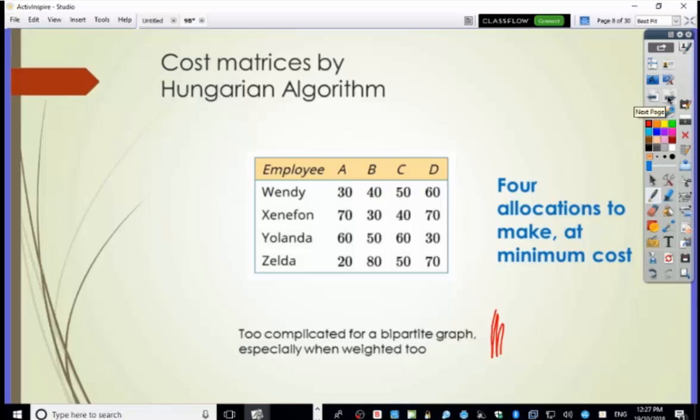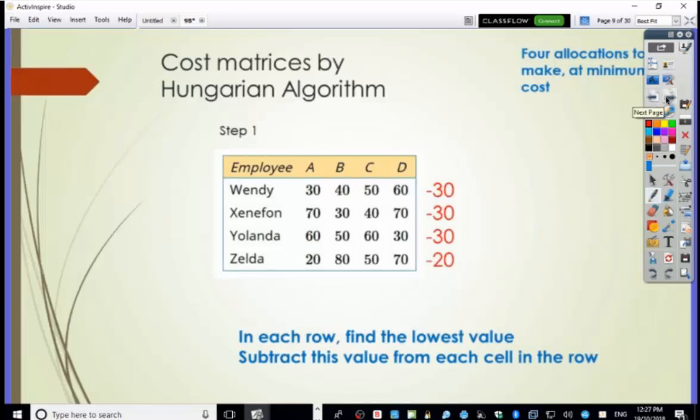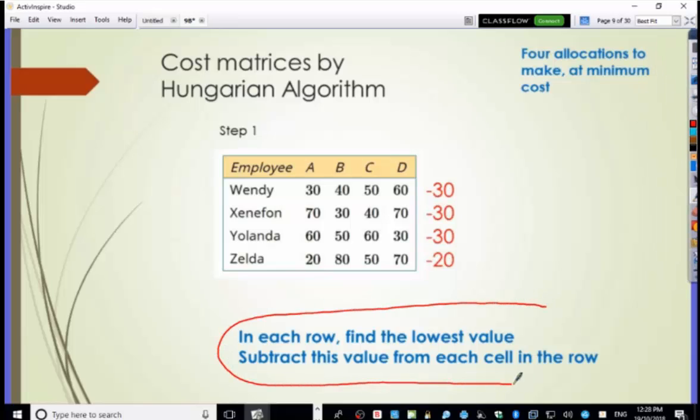So that's the problem. Now, the first step, here's the instructions. In each row, you find the lowest value, and you subtract that from all the values in that row. So can you see Wendy's smallest number is 30?